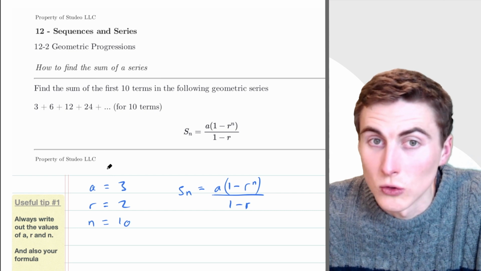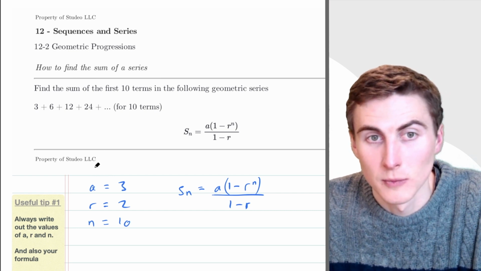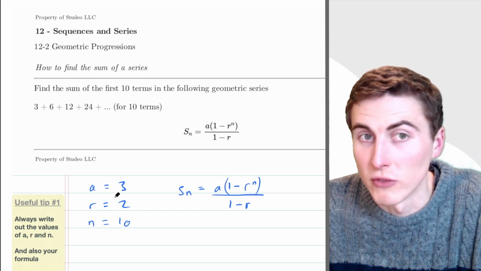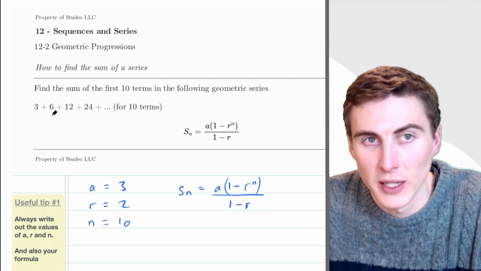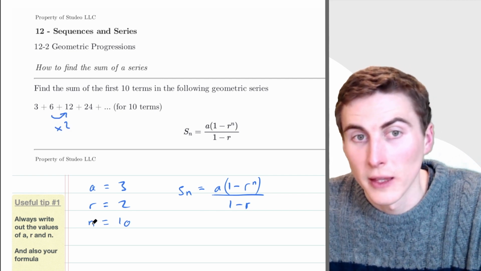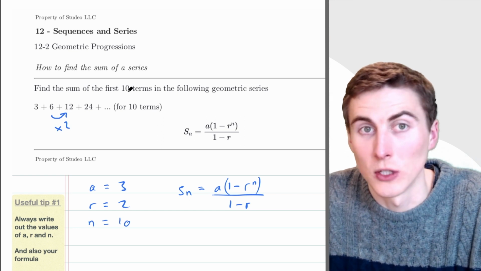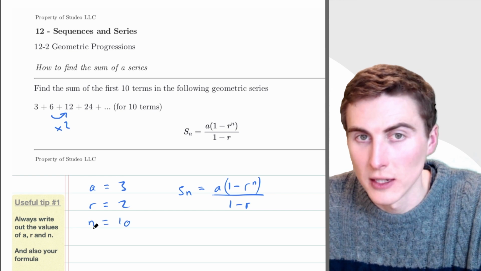So we already saw in that one that a, the first term, is 3. r, the common ratio, is 2, because you multiply by 2 each time. To get in between each term, you have to multiply by 2. And n in this case is 10, because we want the first 10 terms. So we know a, r, and n.